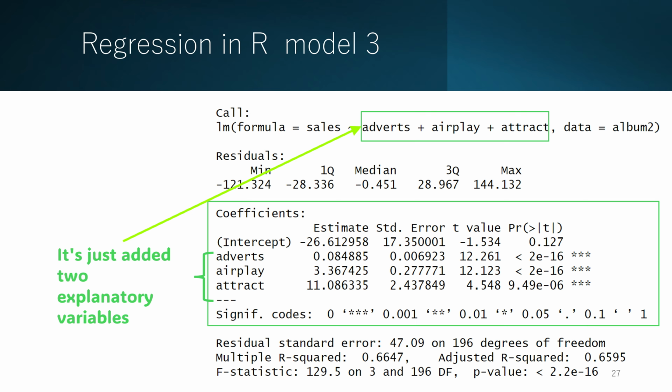The idea is very simple. By adding relevant predictors, we may explain more of the variation in sales. In a moment, we will compare this model with the simpler one to see if it actually improves.